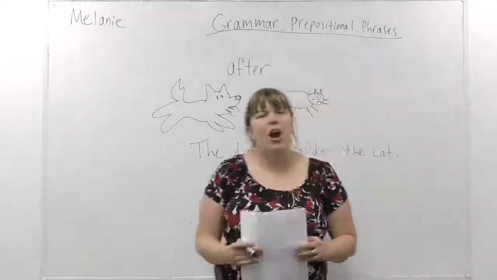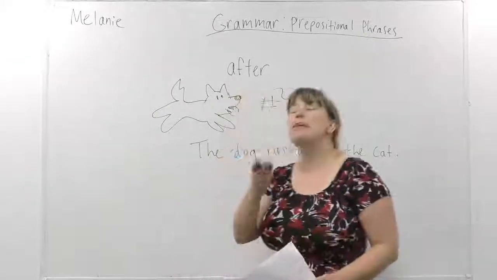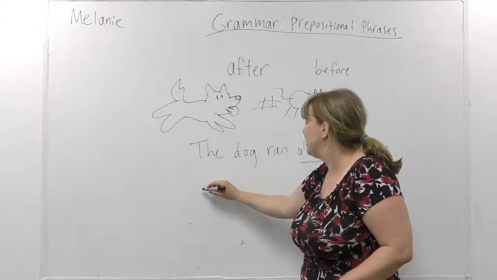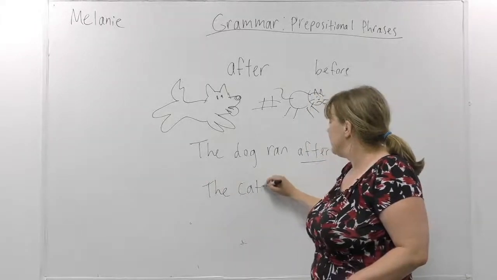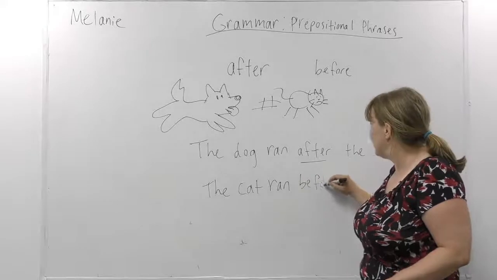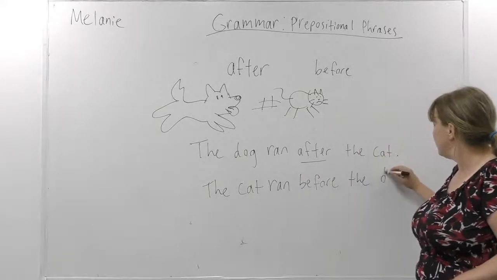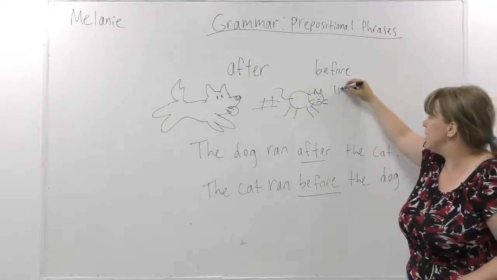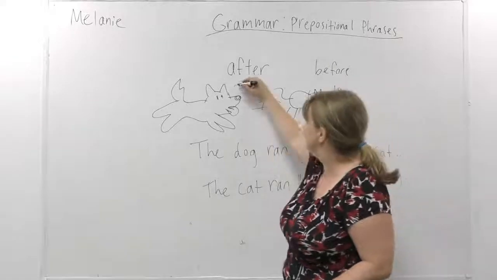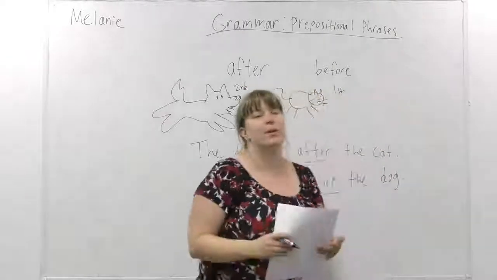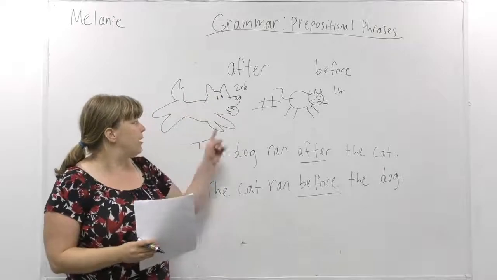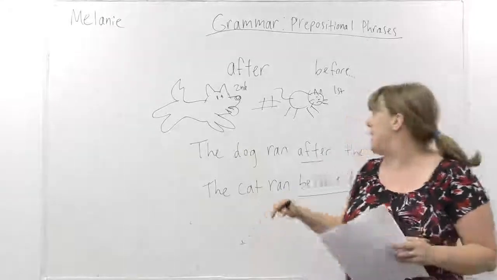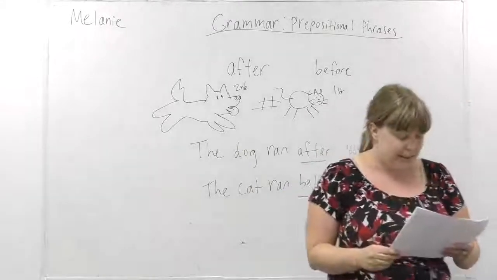And what's the opposite? The opposite is before. So this means to come in front of something. So the cat ran before the dog. Okay. So before, think of it as this being first. After, think of it as being second. Okay, so that is after and this is before.